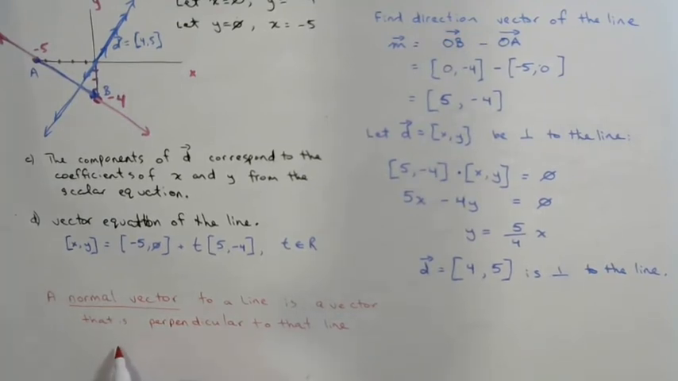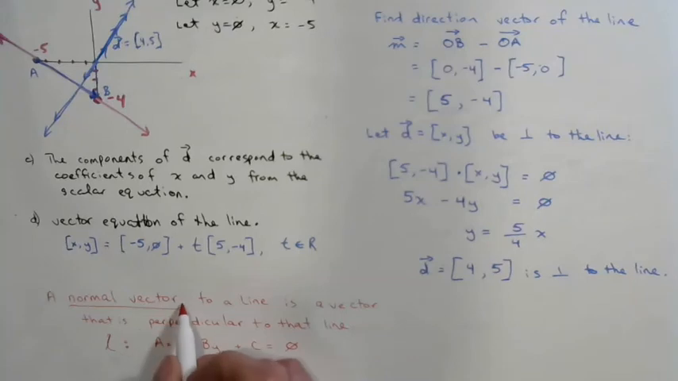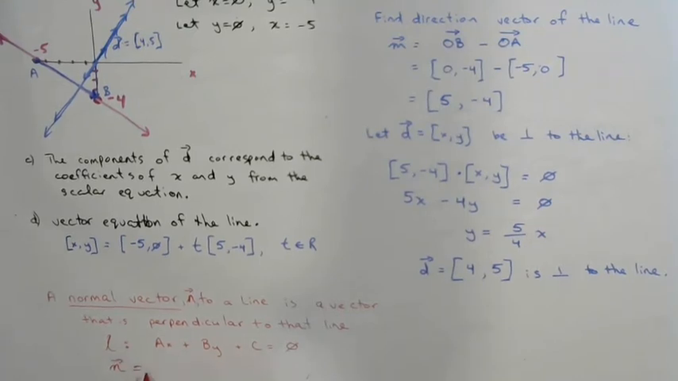So if we have a line L, that's a terrible L. If we have a line L given in standard form, ax plus by plus c equals 0, then the normal vector, which is denoted n, the normal vector n is a, b.